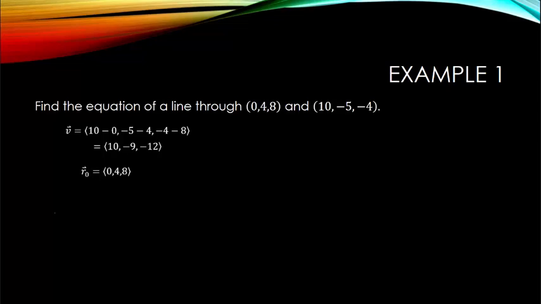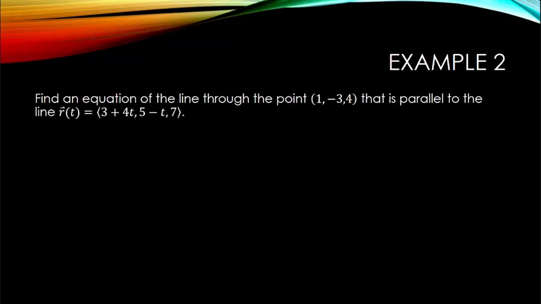My vector r sub 0 is the vector from the origin to the first point. That's going to be given by the components 0, 4, 8. My vector r is specified by the vector r sub 0 plus t times the vector v. This gives me the vector r as a function of time is equal to the components 0, 4, 8 plus t times the components 10, negative 9, negative 12. This gives me the vector specified by the components 10t, 4 minus 9t, and 8 minus 12t.